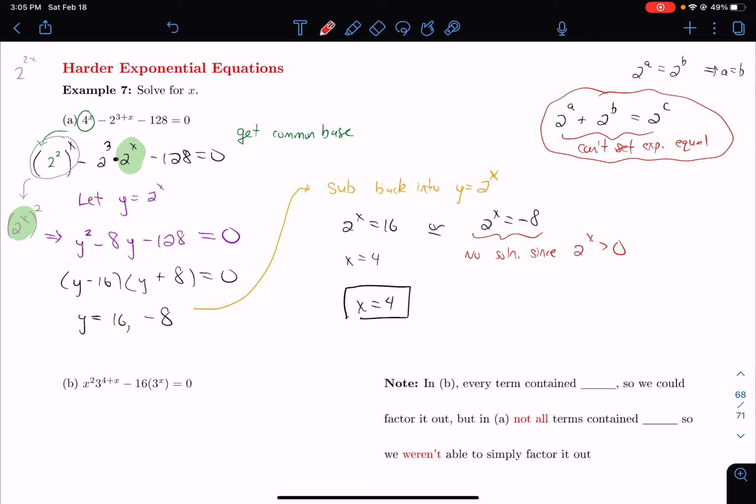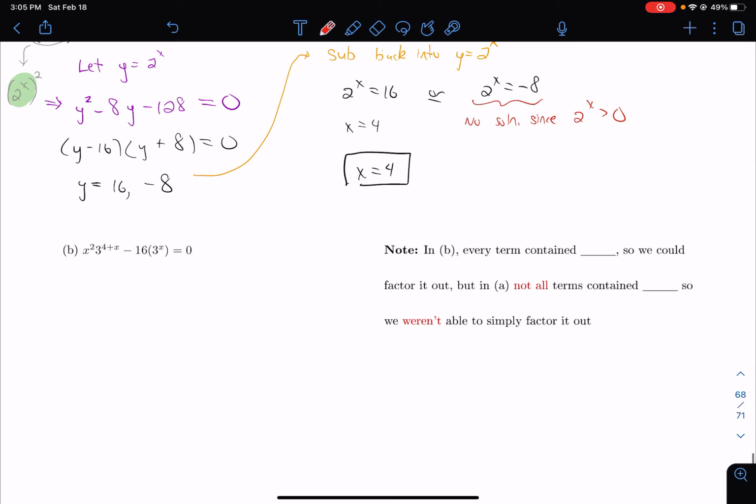Okay, all right, let's look at another example. So B. I have x squared times 3 to the 4 plus x minus 16 times 3 to the x equals 0.